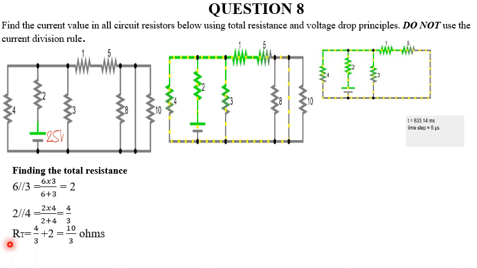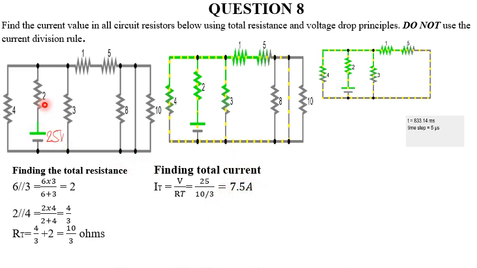So we simply add them up to get 10 over 3 ohms. So our total resistance in the circuit is 10 over 3 ohms. After finding our total resistance, we need to find our total current, and our voltage they gave us was 25 volts. So we simply use Ohm's law. V equals IR, and the total current IT is now equal to V over RT. So it is now 25 over 10 divided by 3, which gives us 7.5 amps.